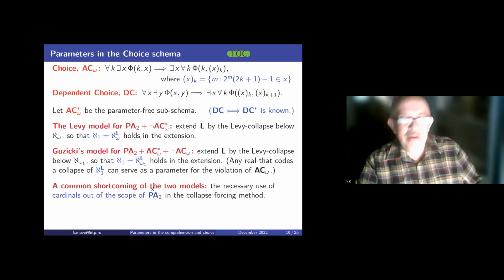We can consider as a shortcoming of these models that they use uncountable cardinals. So we cannot run proofs like this. We cannot define these models, cannot even think about this in the framework of second Peano arithmetic itself. We need a much bigger part of Zermelo-Frenkel.